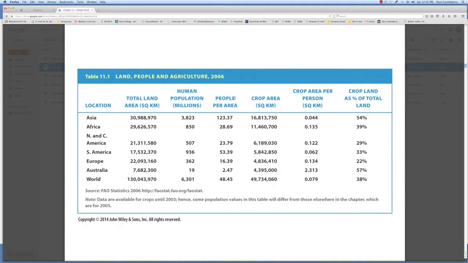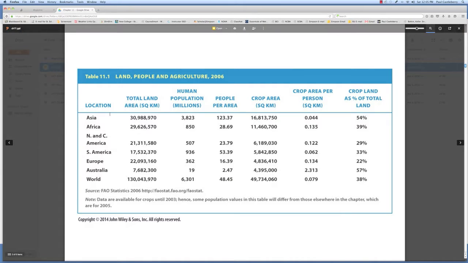Now, this particular table here, I'm not going to go through all of this, but you should take some time to look at this because it gives us a perspective on not only the land populations, but the people per area compared to the crop area in terms of square miles.